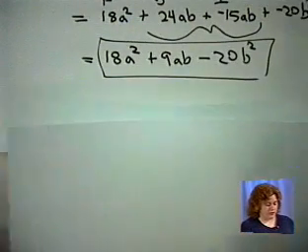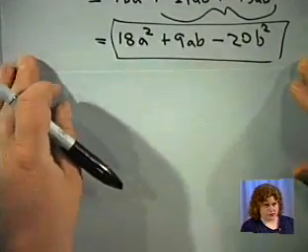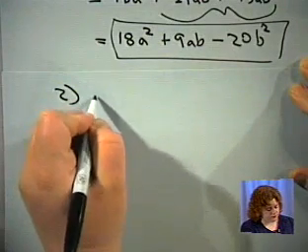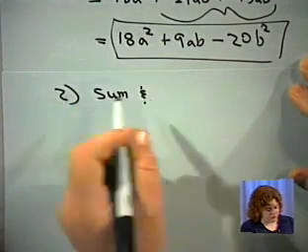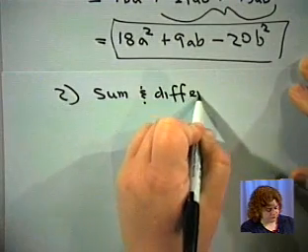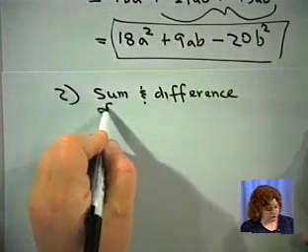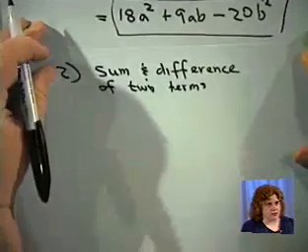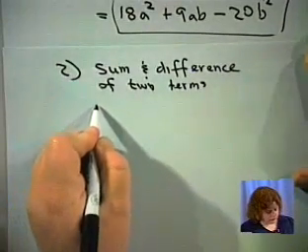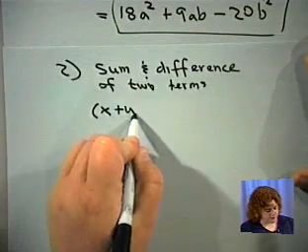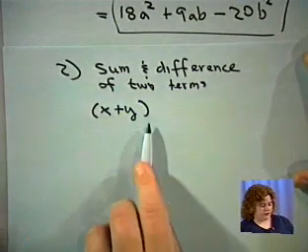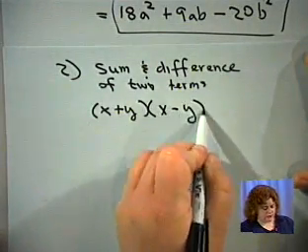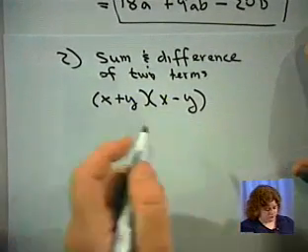Now we're going to apply FOIL and work into the second goal, looking at the sum and difference of two terms. We'll apply FOIL to that and see what happens. More opportunity to practice FOIL. Let's take the very simple case of x plus y. First term is x, second term is y. We've added them up, so we've got a sum, times x minus y. Now we're going to multiply by the difference. And let's just FOIL that.